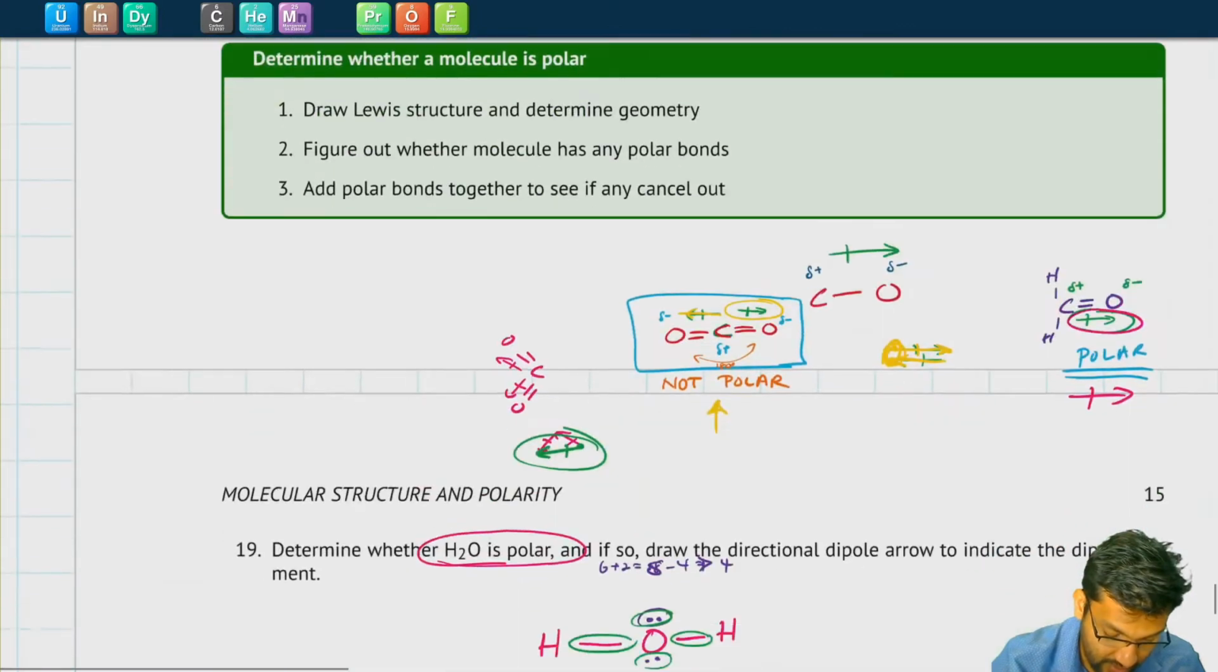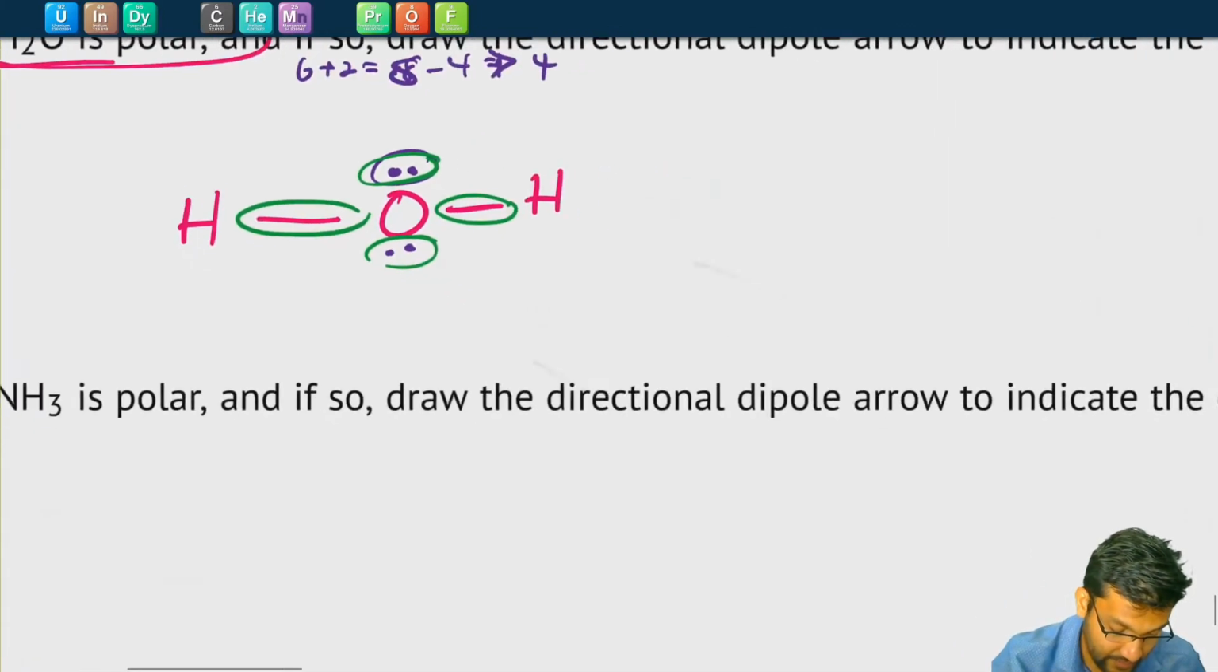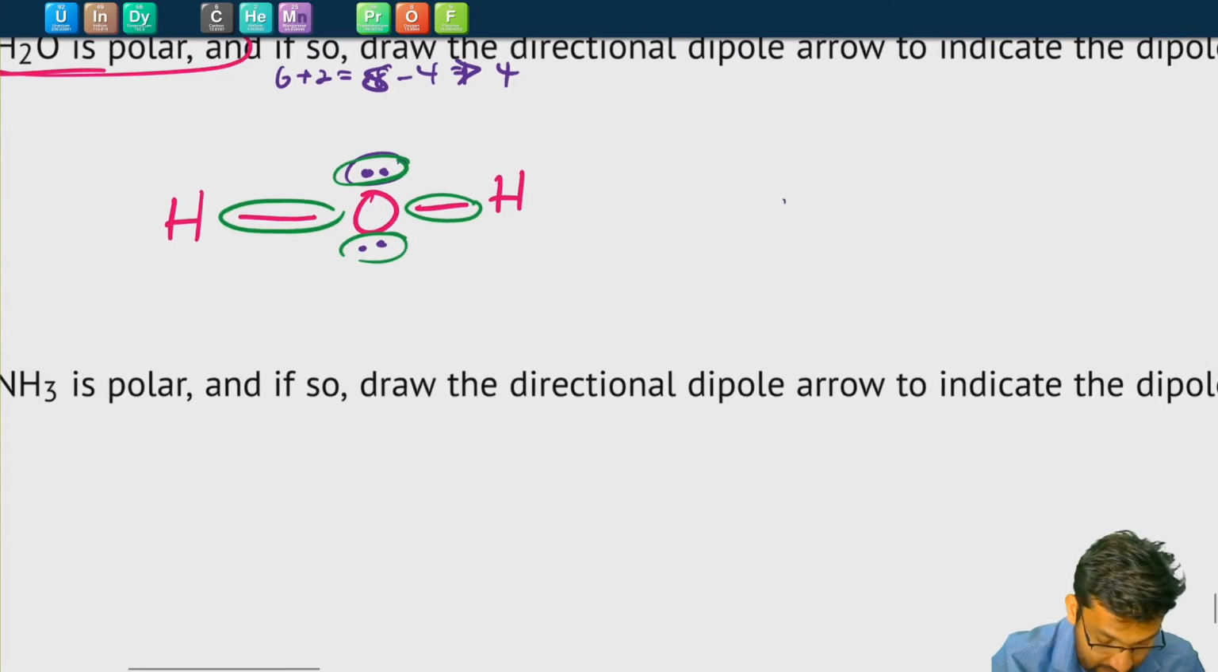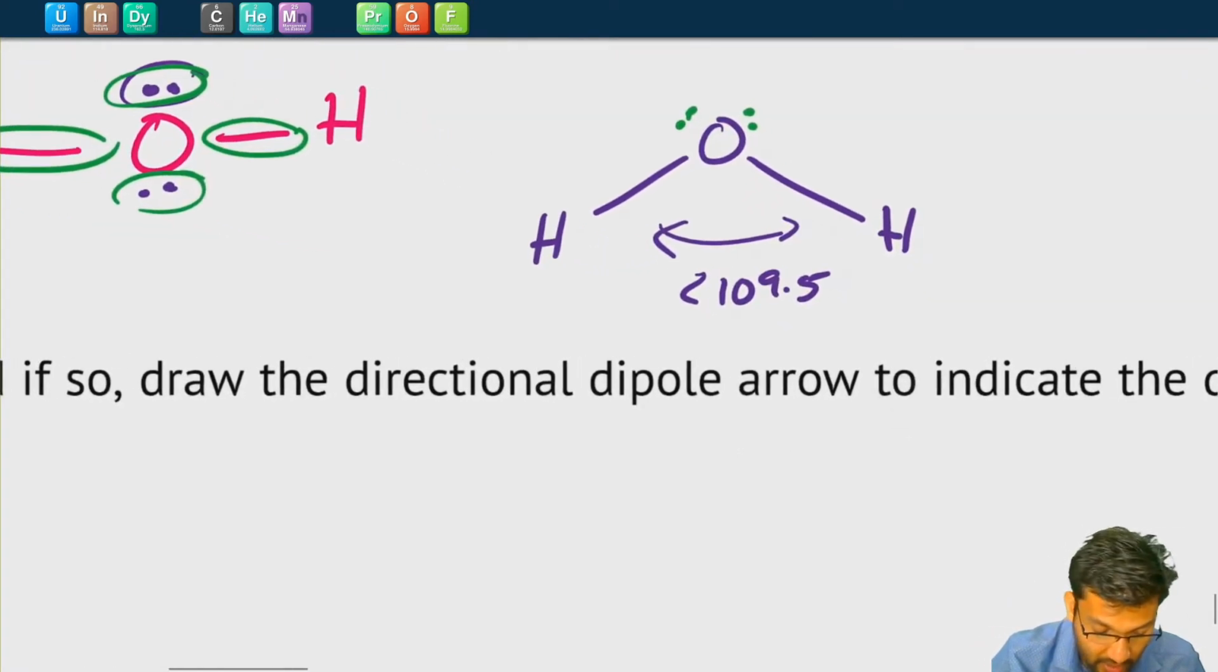So let's look at water again. Really, these 2 bonds should not be in a straight line. If I were to redraw them, it should be bent with an angle of less than 109.5 degrees. And then we have the 2 lone pairs sticking out somewhere. So this is our water structure.